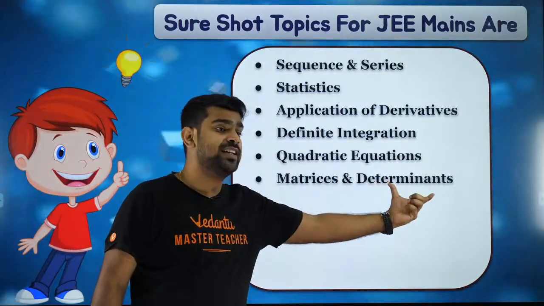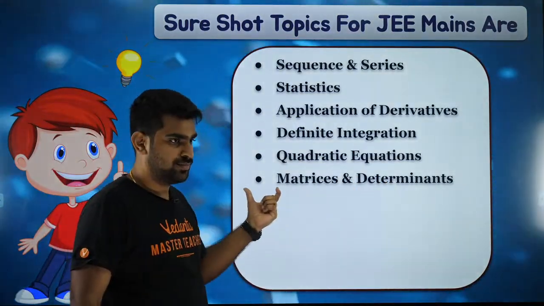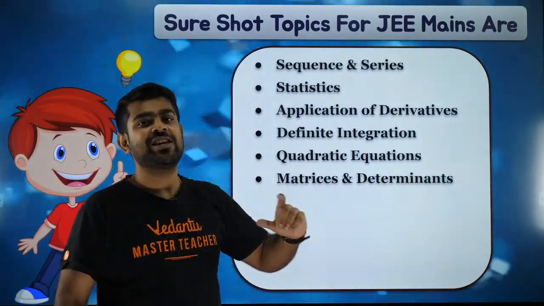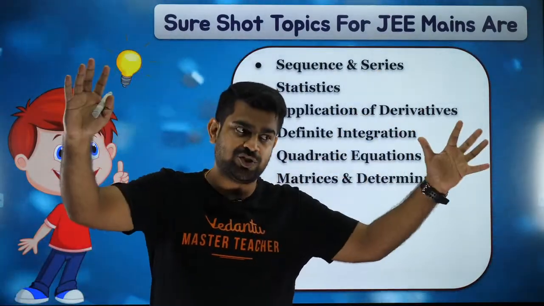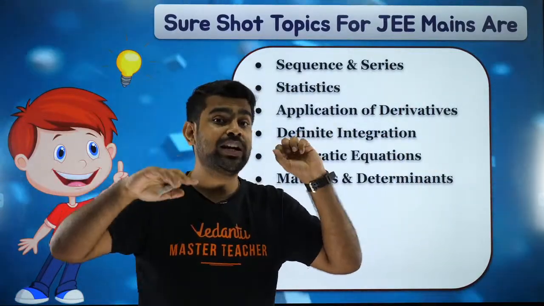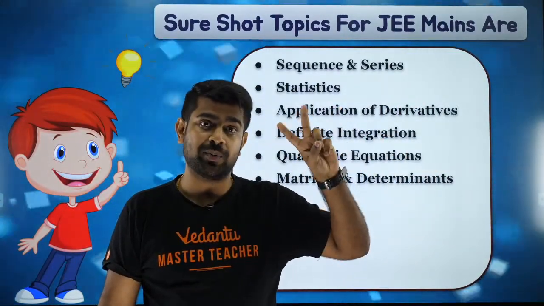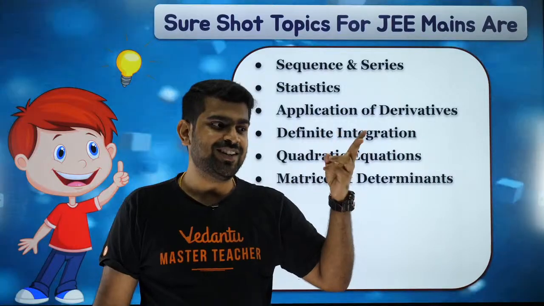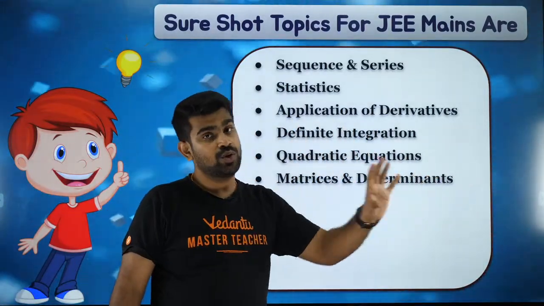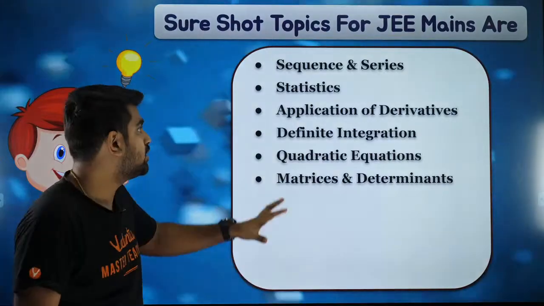Then matrices and determinants. Guys, this is a legend. Matrices and determinants is a very high weightage topic. Sometimes you get two questions, one in matrices, one in determinants. That is double dhamaka. Two questions from this particular chapter. So please give importance to these topics.